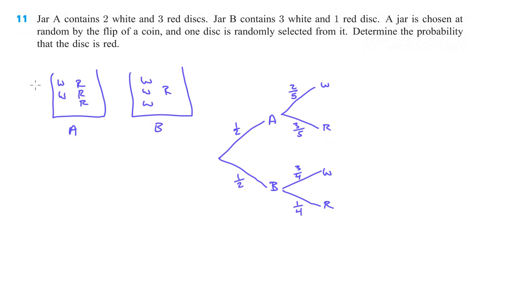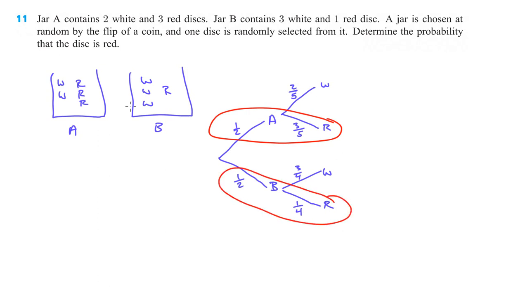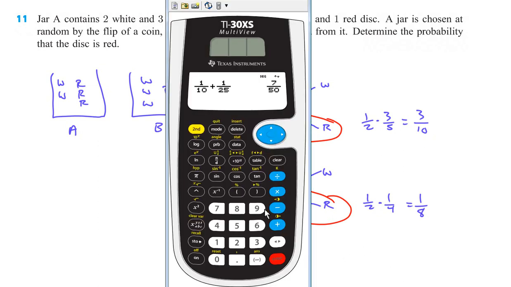So determine the probability that the disk is red. So that's where we want to end up with this here. So we have that path and this path. Either one of those will work, right? So this path is 1/2 times 3/5. And then this path here is 1/2 times 1/4. Okay, so again, this can happen or that can happen. So if we do this here, that's 3 out of 10. And this is 1 out of 8. Right, so we would want to add those together.